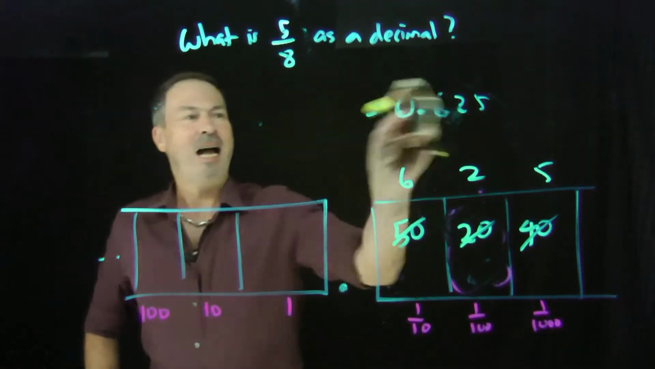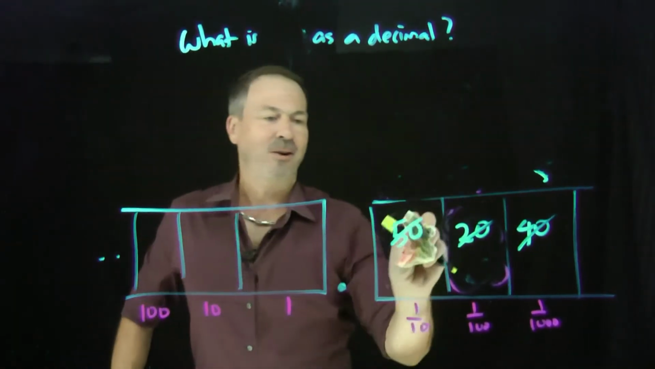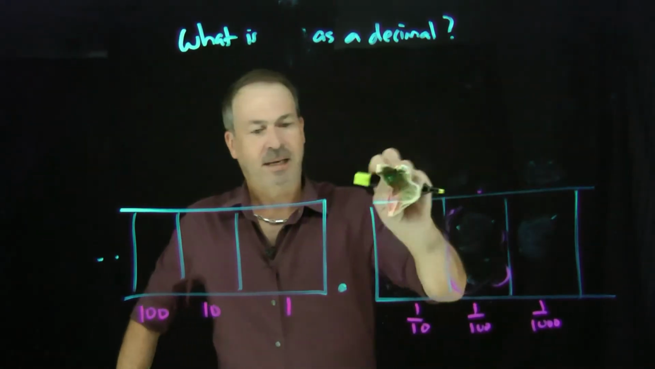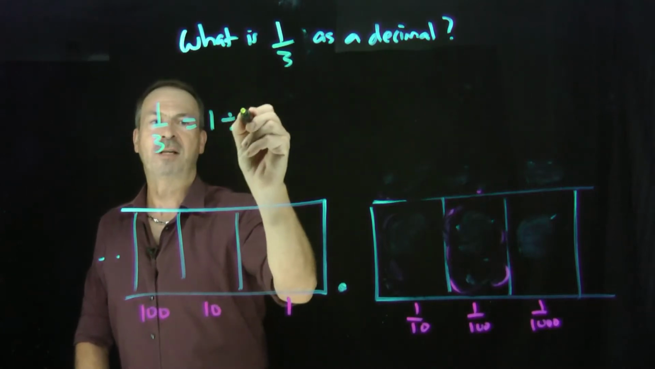Let's clean this up. What is 1/3 as a decimal? All right, okay, 1/3. Here goes. 1/3 is the answer to 1 divided by 3.